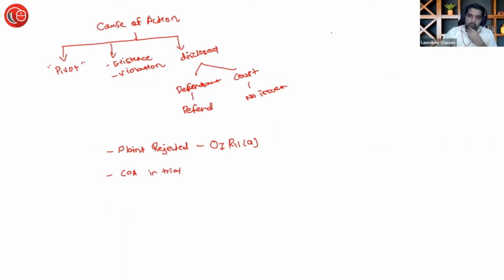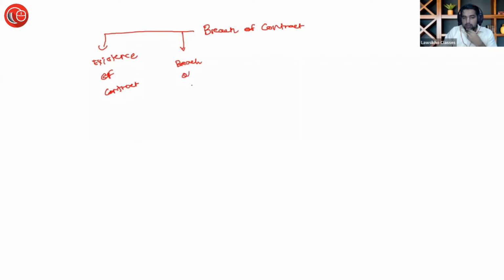Then we went on to understand the concept of breach of contract, and what will be the cause of action in it. In cases of breach of contract, ideally the cause of action will be the existence of contract and violation of the same. So first is existence of contract, and secondly breach of the same. That will be the cause of action. Here cause of action will arise.